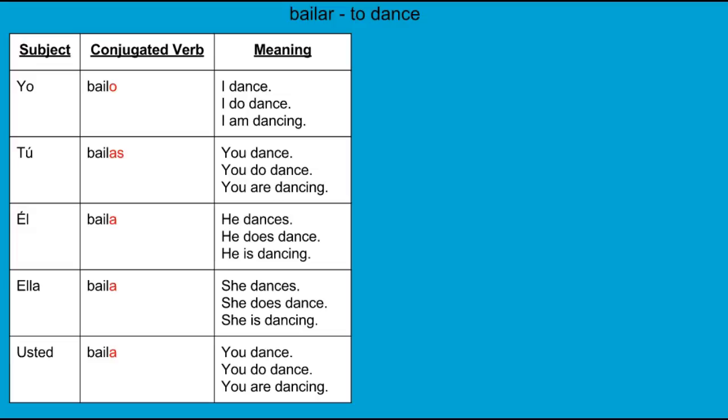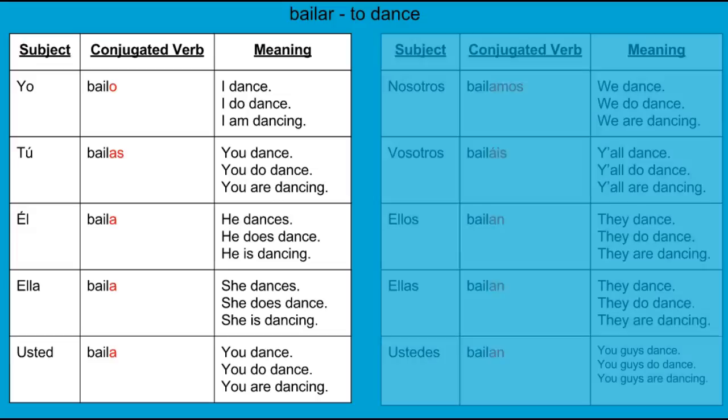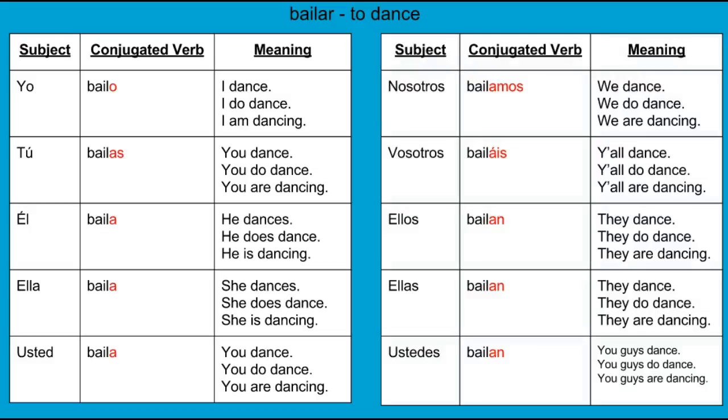You don't have a separate word that you have to use for "do." There is a separate way you can say I am dancing, but you'll learn about that later. So for now, if you can just remember that each of these different conjugations can mean three different things. So tú bailas can mean you dance, you do dance, or you are dancing, and continue with that pattern for all of the different forms, including the plural forms, nosotros bailamos, vosotros bailáis, ellos bailan, ellas bailan, and ustedes bailan.